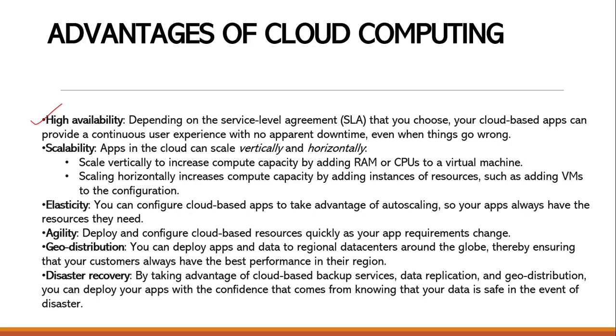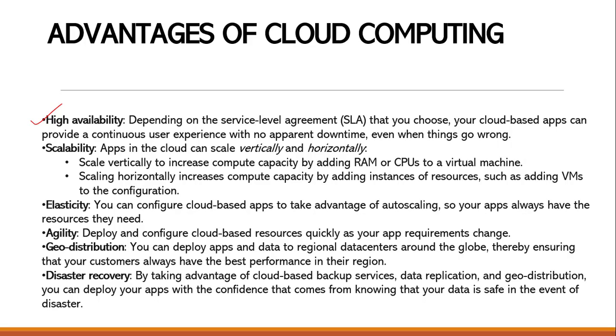Higher the SLA, higher is the availability, right? More is the replication, and it is ensured that your data will be durable in nature, and also available in nature. That you choose, your cloud-based apps can provide continuous user experience with no apparent downtime, even when things go wrong, right? You ensure that you have the proper infrastructure replication in place, so that even if there is a downtime, I can either fail over to another site, or I have replicas in place, I can spin up new environments from that. So you have to ensure high availability, right?